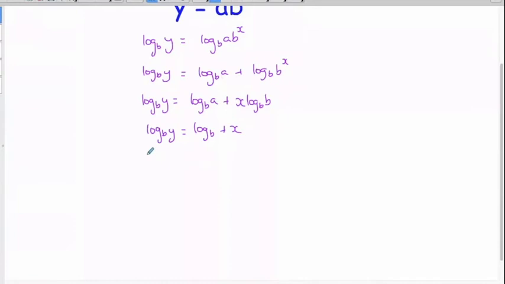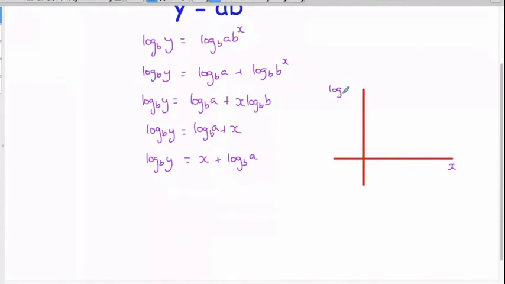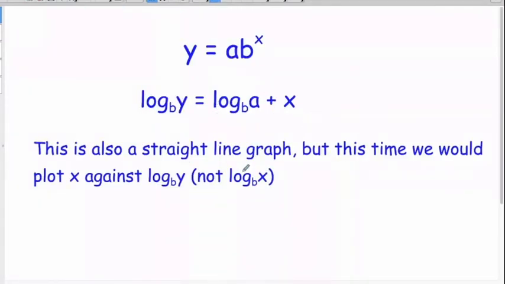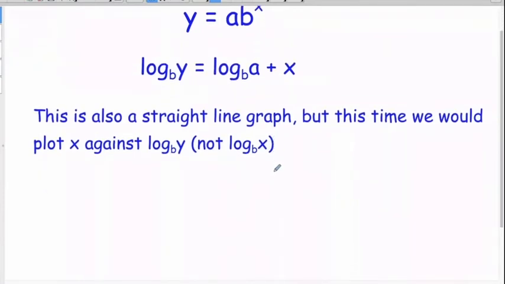Now, this is also a straight line graph. If we have on the x-axis x, and on the y-axis log to the base b of y, this time the y-intercept won't be a number. Well, it will be a number, but it will be log to the base b of a. So unlike the other one where we did logs on both axes, if we were to have just x on this axis, but log to the base b of y on this axis, that would also produce a straight line. So it wouldn't be log to the base b of x, it would be just an x on the x-axis.